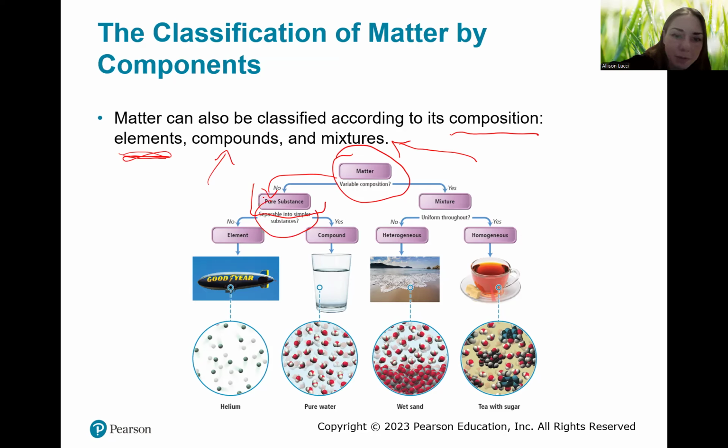Is this separable into simpler substances? So if the answer is yes, right? Then we have a compound. So an example of that could be H2O, water.